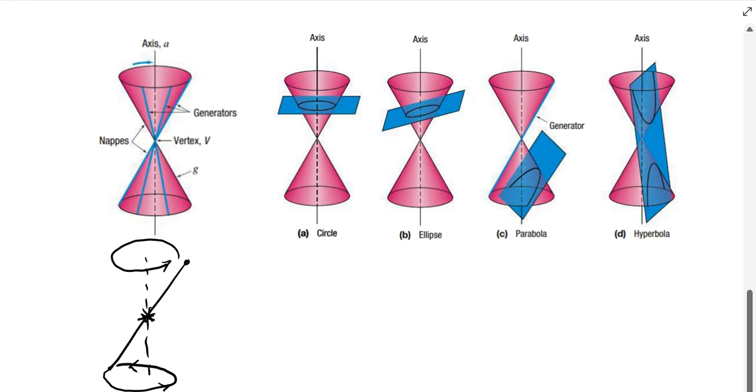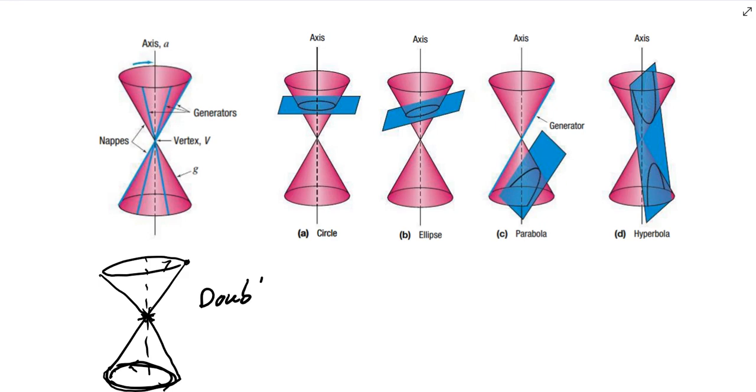As a result of this rotation, we get a cone up here, which is the upper nap, and we get another cone down here, which makes up the lower nap of what's known as a double napped cone.